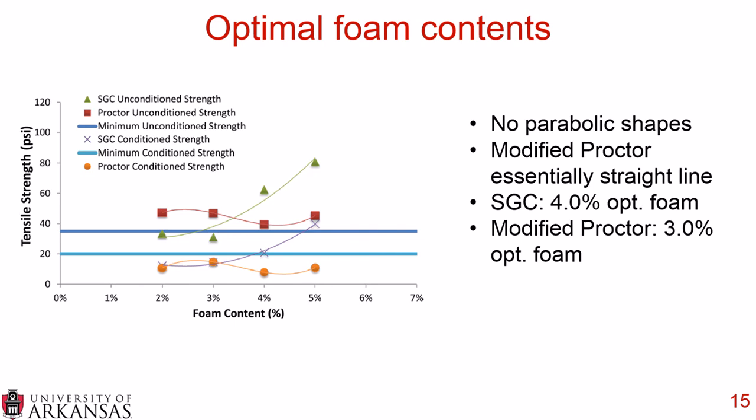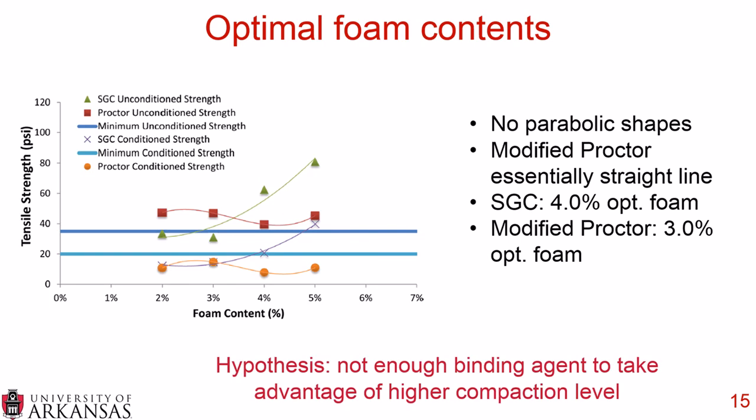And this was based on a pretty detailed analysis, again outlined more in the paper, but our hypothesis was that there was not enough binding agent to take advantage of the higher compaction level. The Superpave Gyratory compactor and the modified Proctor were the highest amounts of compaction energy into the material. And we felt like the foam was not being distributed enough and there was not enough binding agent to take advantage of that higher compaction level. So this raised a couple more questions, but we felt like we were able to get our optimal foam contents.